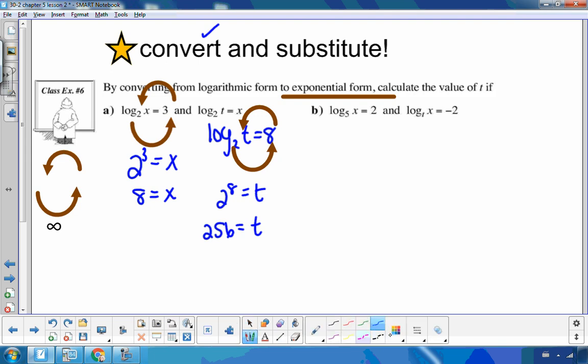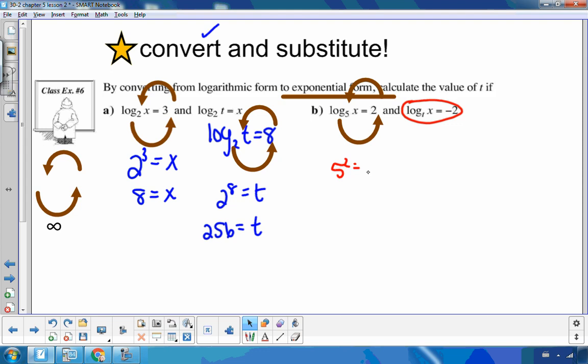Okay, looking at this next one, I have log base 5 of x equals t and log base t of x equals negative 2. I have two variables in this one, so I can't work with that equation yet. I need to go to my first equation. Because x is an argument, I want to use circle of logs. So 5 squared equals x, which means x is 25.